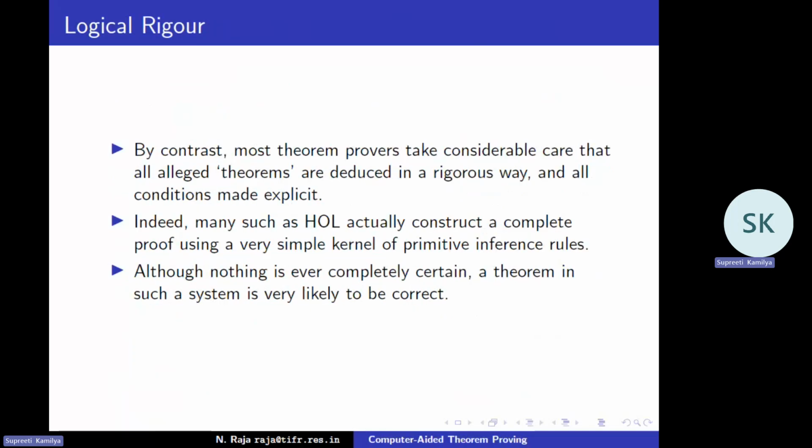In contrast, theorem provers take considerable care about all the theorems that are deduced. They deduce them in a rigorous way, and all conditions are made explicit. In fact, a system like HOL constructs a complete proof with a very simple basic kernel. Of course, you can always say that nothing is ever completely certain, but if you have a theorem and a proof in this system, it's very likely to be correct, unlike a computer algebra system.